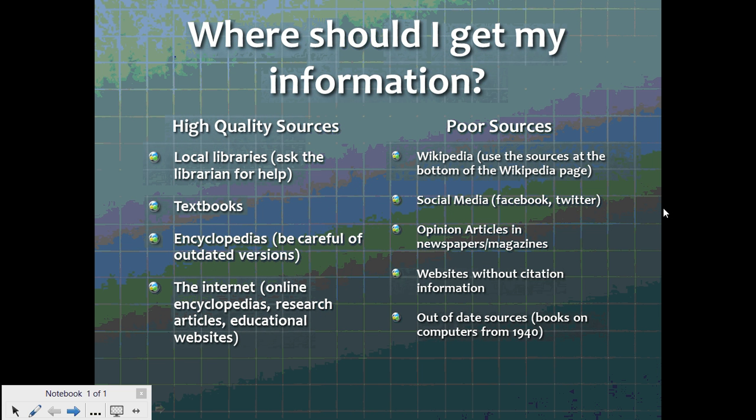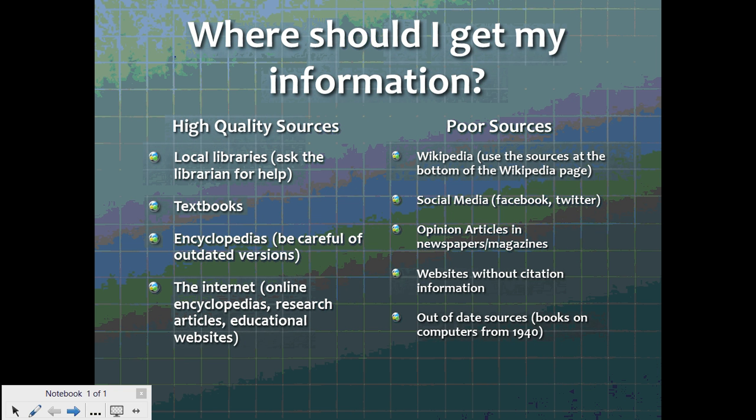Where should I get my information? High-quality sources would be local libraries, ask the librarian for help, textbooks, encyclopedias. Be careful of outdated versions. The Internet. Online encyclopedias, research articles, and educational websites. Poor sources, to be Wikipedia. Use the sources at the bottom of the Wikipedia page.